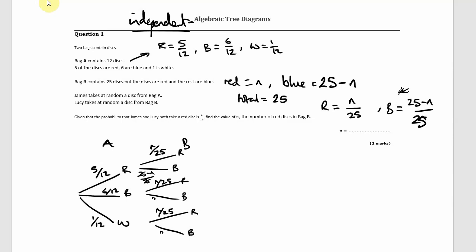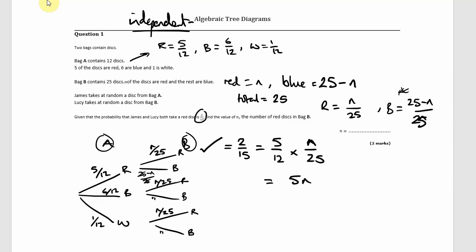So James randomly takes one from A and then he takes one from B. Given that the probability that James and Lucy both take red discs is 2 out of 5. So that means red, red, this path here, equals to 2 out of 15. And if we were to calculate this, it would be 5 out of 12 times by n over 25. That's what we would do if these were both just numbers. We would multiply them.